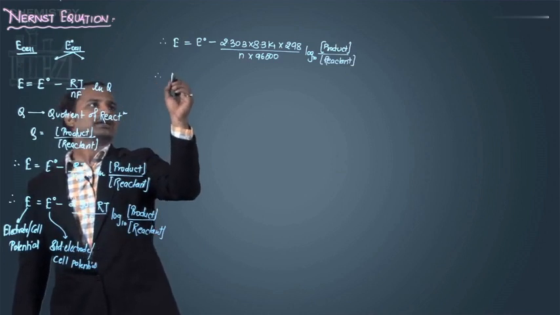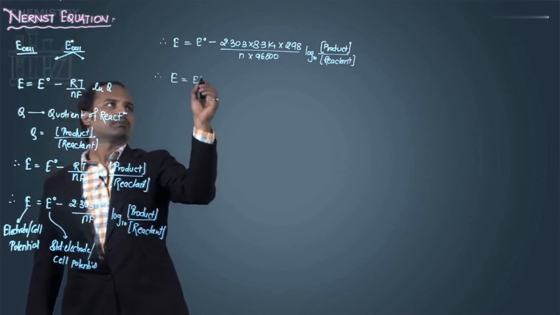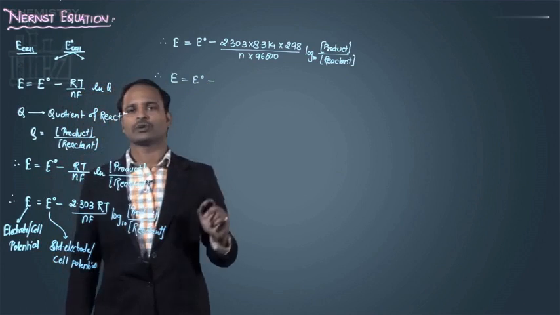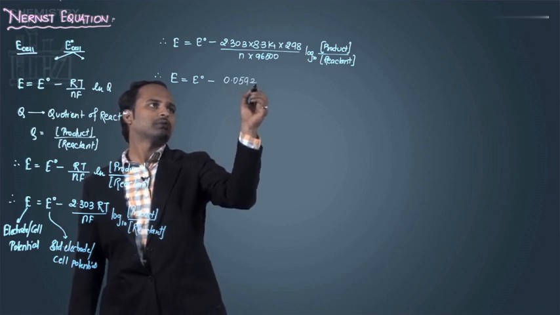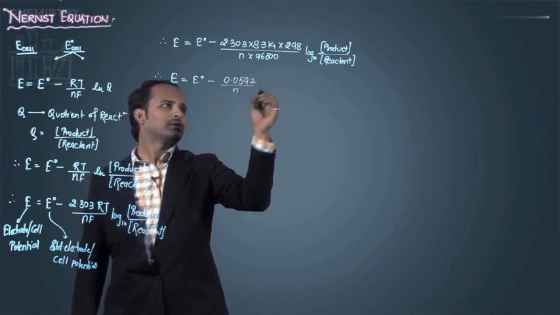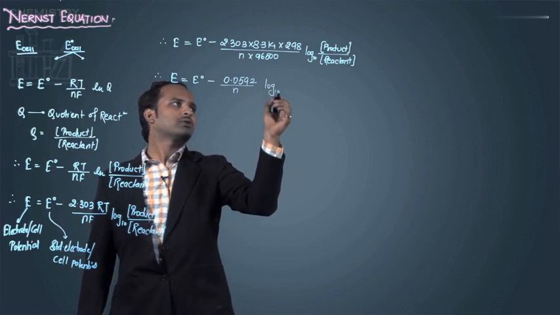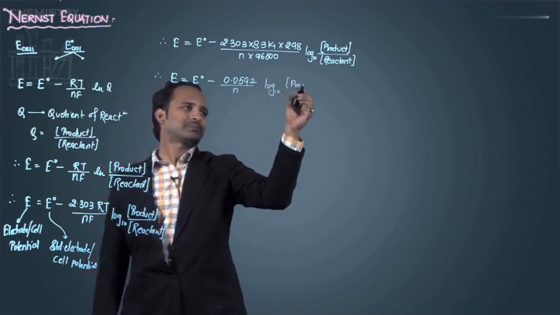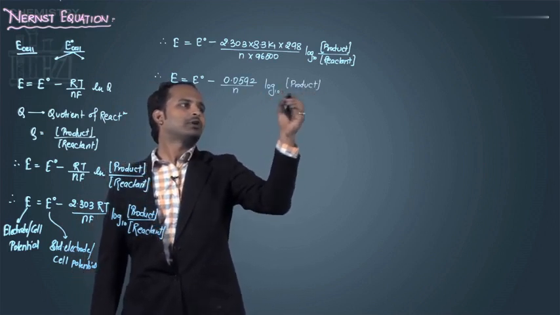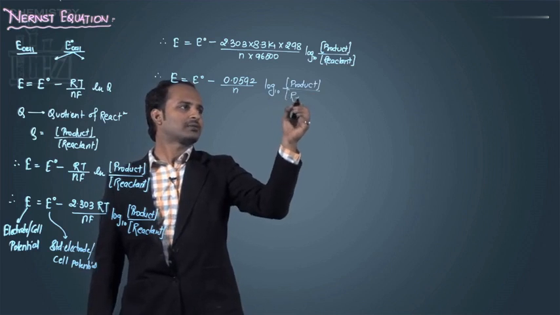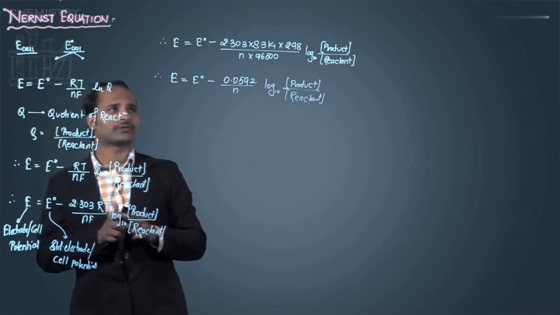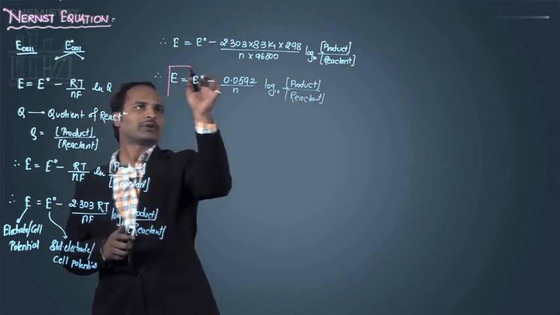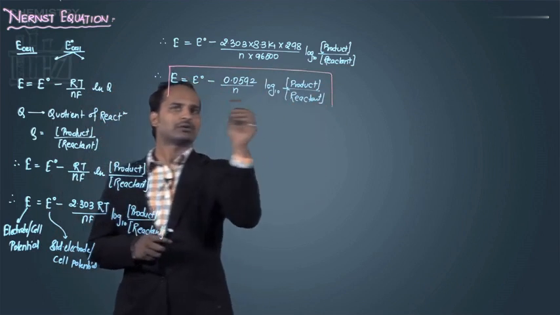Therefore, I can say that E is equal to E naught minus, on multiplying all these constant numbers, or after multiplication and division, we get 0.0592 upon n log to the base 10 molar concentration of product upon molar concentration of reactant. So this is the Nernst equation which we use for solving numericals when it comes to E and E naught cell.